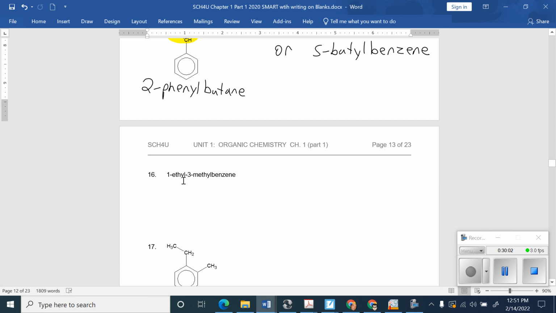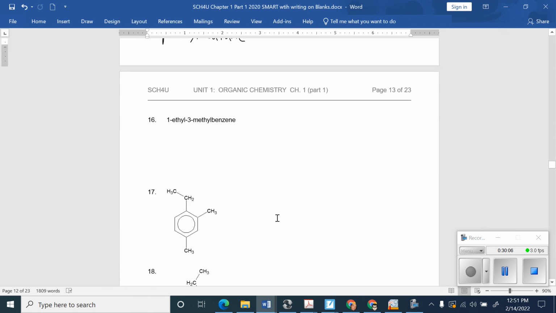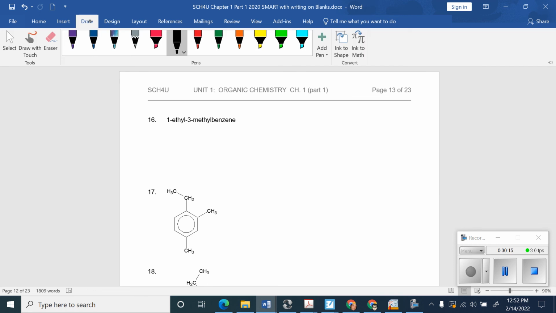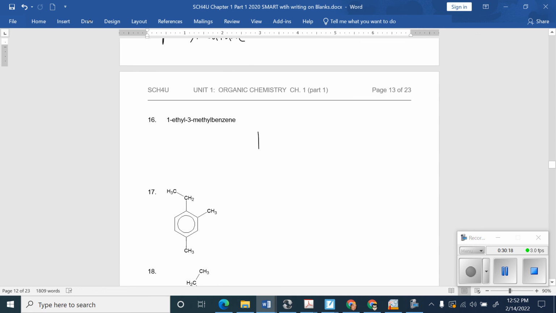Okay, 16 is I'm given the name and I want to draw it out. So I have a 1-ethyl, 3-methylbenzene. Right, so my strategy is to draw the parent chain first. Right, so benzene, and the simplest way to do benzene is to just draw the hexagon with a circle in it, and that's always going to be acceptable. Right, you don't have to draw all the carbons and all the double bonds. Just a hexagon with a circle is benzene.